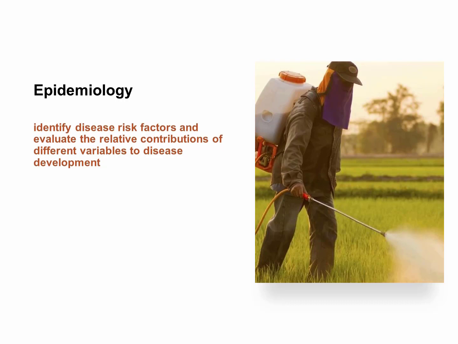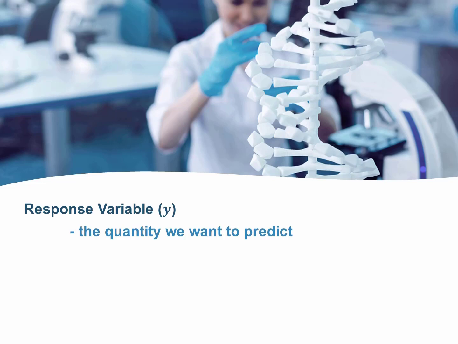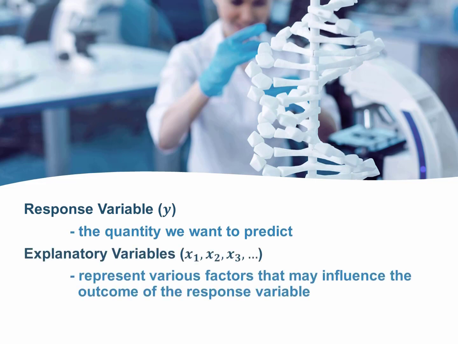We're going to begin with some definitions. A response variable denotes the quantity we want to predict. It's most often represented by y. Explanatory variables represent the various factors that may influence the outcome of the response variable. These variables are denoted by x1, x2, x3, and so on.